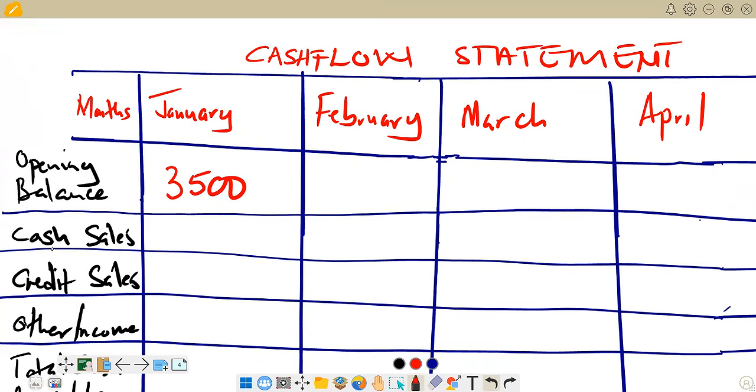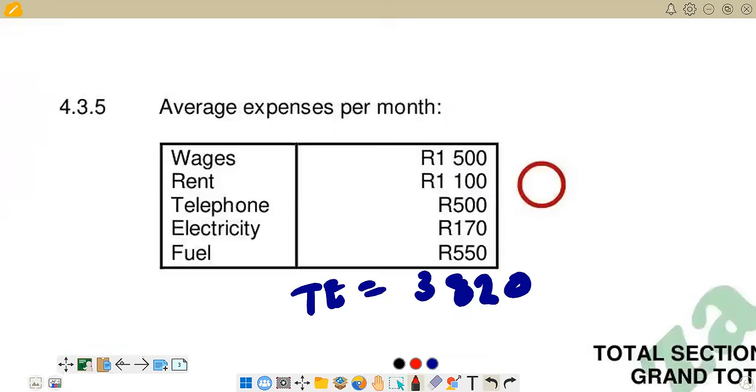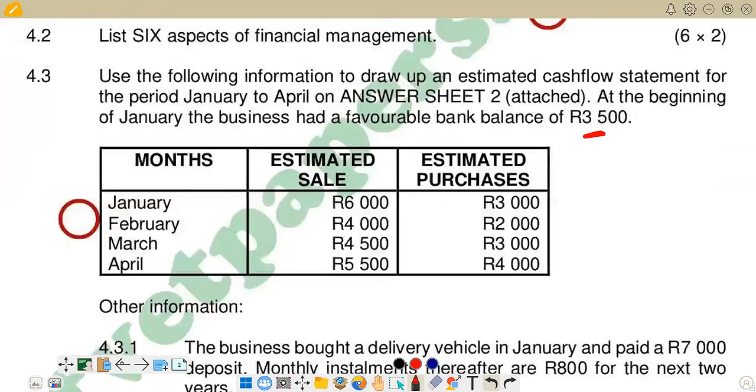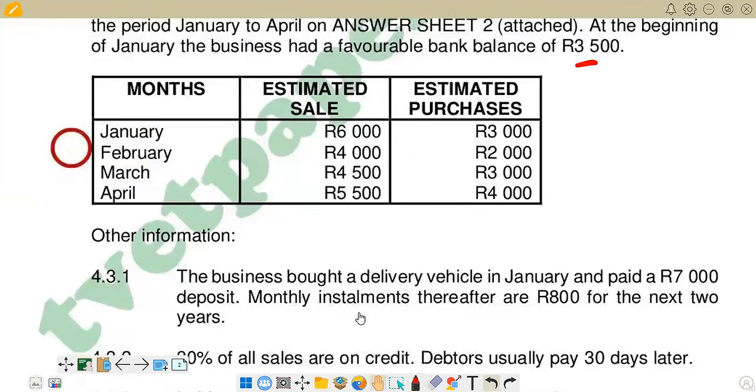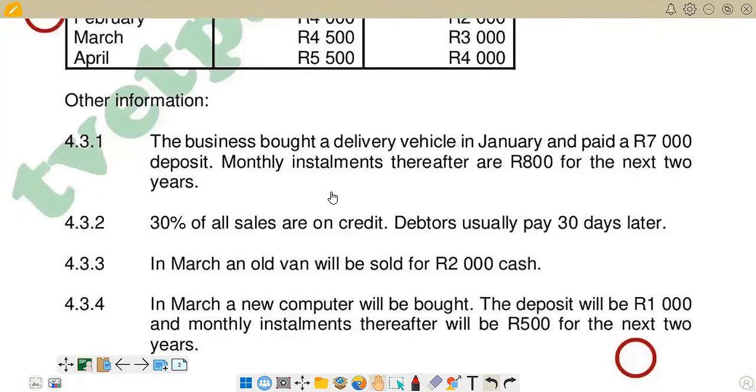So the next item that we have there is cash sales. We go back again to check what the question is saying about cash sales. Here we have estimated sales, and then there's an explanation in terms of treatment of those estimated sales beneath that. If you go to 4.3.2, there's an instruction that 30% of all sales are on credit. And the next sentence, debtors usually pay 30 days later.